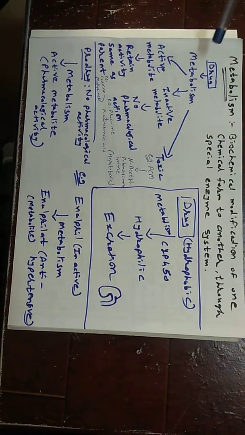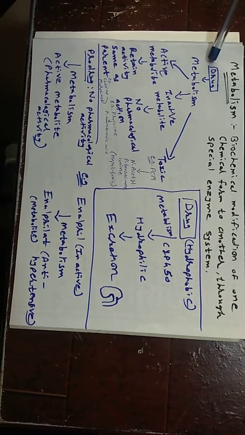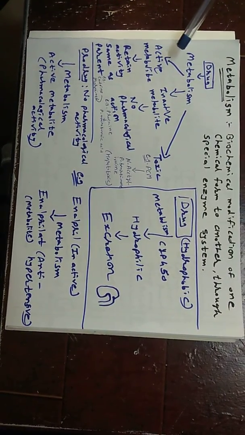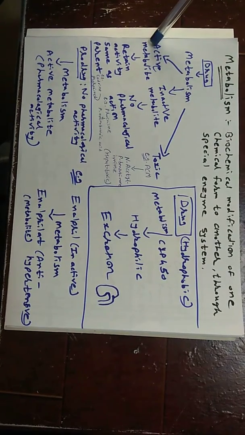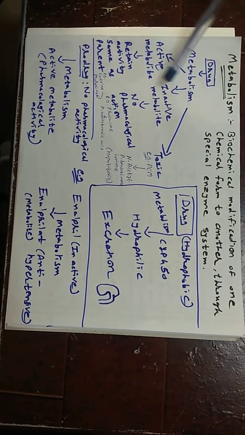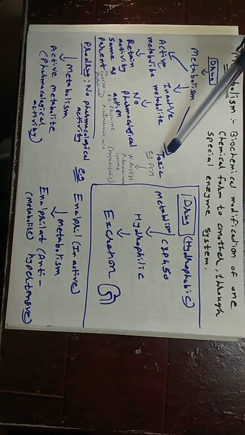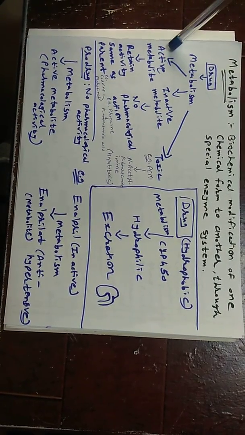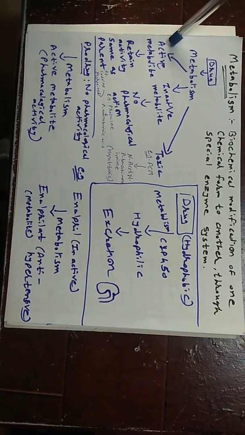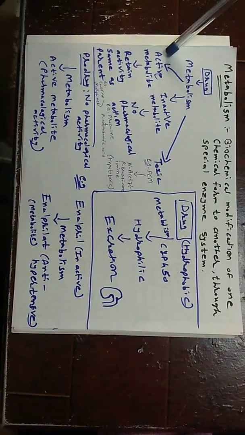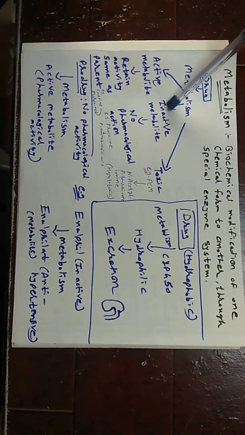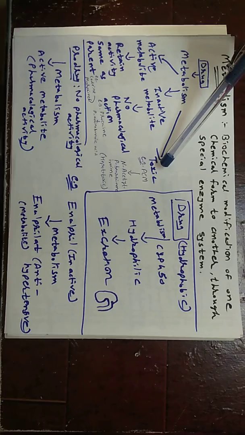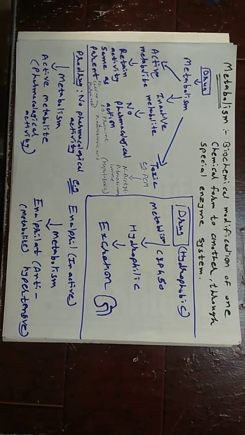Now, when drug metabolism occurs, there are three possibilities: the drug can be converted into an active metabolite, it can be converted into an inactive metabolite, or it can be converted to a toxic metabolite. So, what does active metabolite mean? Active metabolite means it has pharmacological action. Inactive metabolite means it doesn't have any pharmacological action. And toxic means it is toxic to the body.